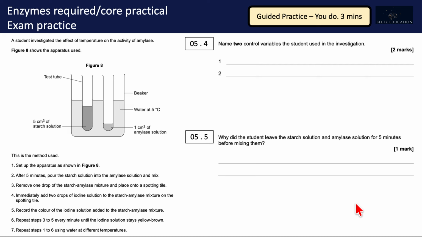Couple more then for you to have a go at. Slightly different scenario here. Again, pausing that video, 3 minutes maximum. That's a mark a minute, and I'll review in a moment.